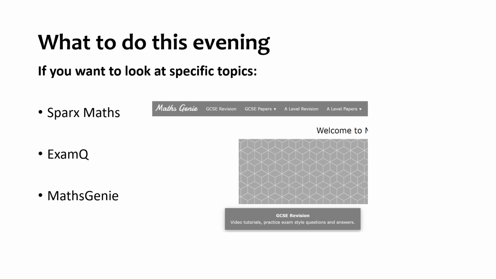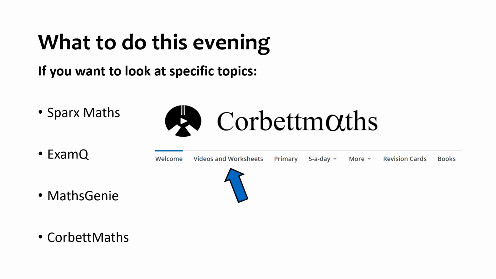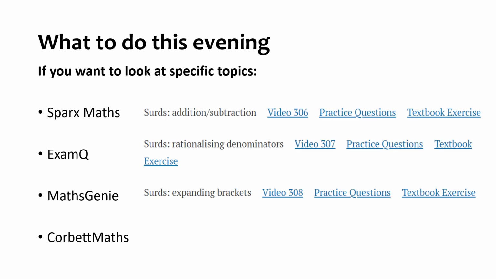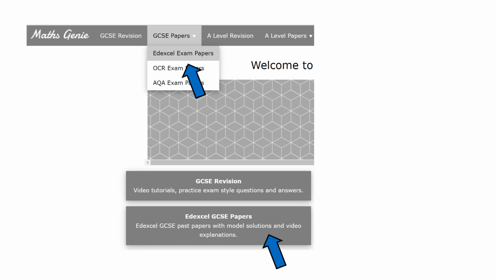And then Maths Genie as well, great for lots of topic-based revision. Just click on the GCSE revision button at the top or on just that main page in the centre there. And Corbett Maths videos and worksheets will take you to a similar list, all alphabetised, split up into topics. You've got videos, practice questions, which are exam style, and you've got answers there. If you scroll down to one of the pink, click here for answers, and you have a list of all of the answers. If you want to do a practice paper, again, Maths Genie is great for this because you can go to Edexcel exam papers and you can look at past exam papers.